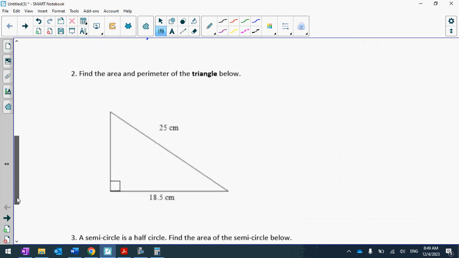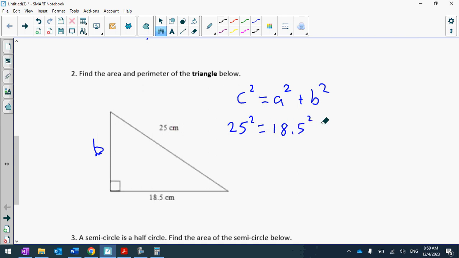Find the perimeter of the triangle below. So notice that we want the perimeter of this triangle. We are missing one of the 3 sides. I'll call it B. Now this is a right angle triangle, which means we can use c squared equals a squared plus b squared, the Pythagorean theorem, something we talked about in class. But keep in mind that your c value is directly opposite the right angle, the hypotenuse, so that's 25. And then A and B don't matter which side is which. 25 squared equals 18.5 squared plus B squared.